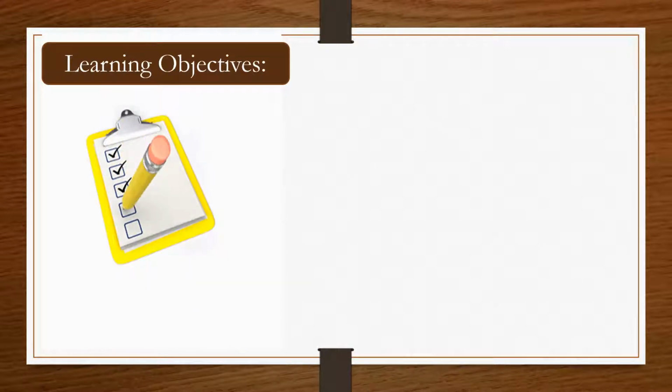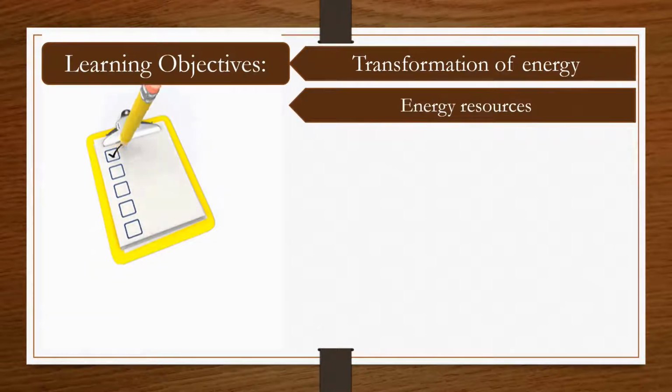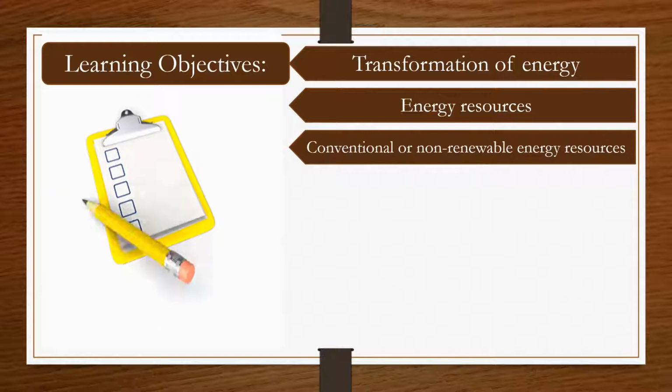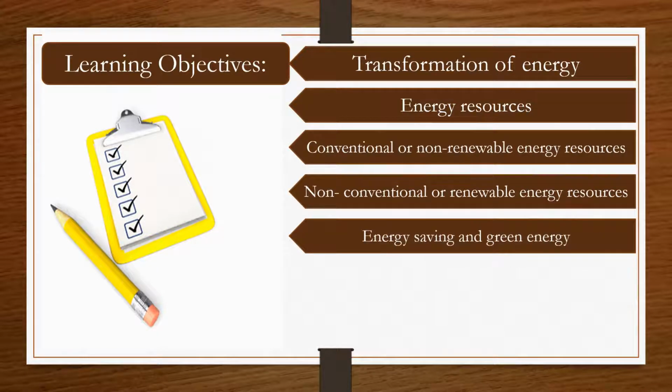So before starting with module 2, let us see what the learning objectives are. In this module, you will be learning about what transformation of energy is, then what energy resources are and the types of energy resources, such as conventional or non-renewable energy resources and non-conventional or renewable energy resources. And we will be learning about energy saving and green energy.